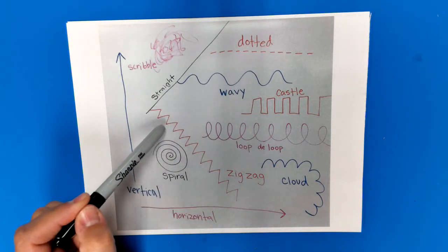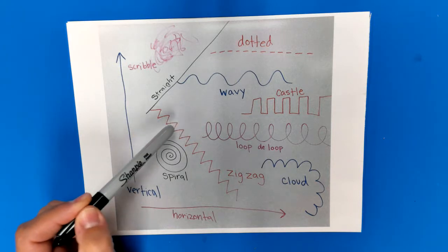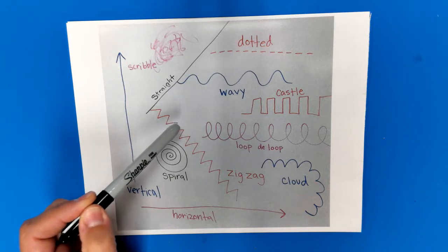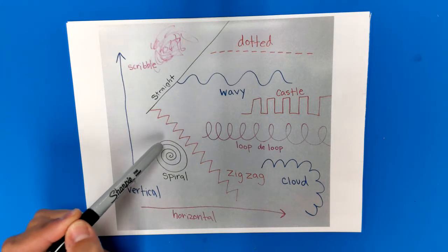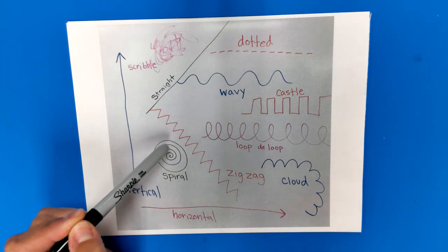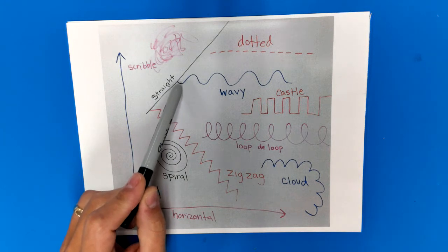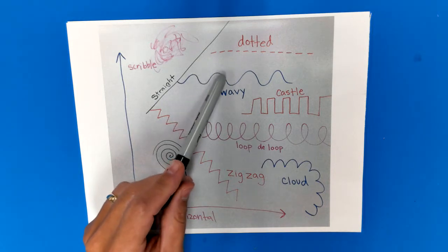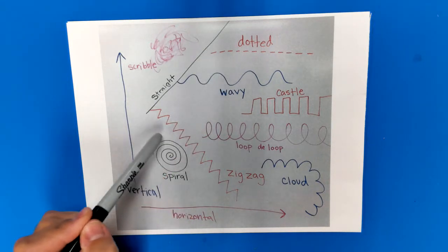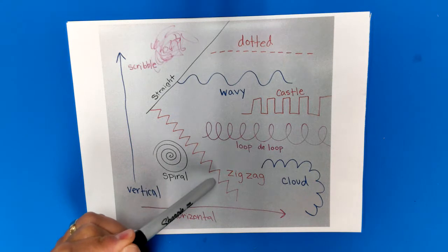Zigzags are usually also very steep. So if you were walking up this mountain, when you got to the top, you'd have to be careful going down because you could probably fall and you'd have to roll all the way down. Where a curvy or wavy line, if you were running up this, you could keep running and probably run down and not have to worry about that. So zigzags are a lot steeper, a lot pointier.